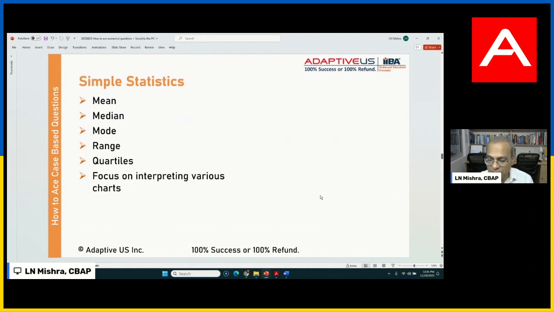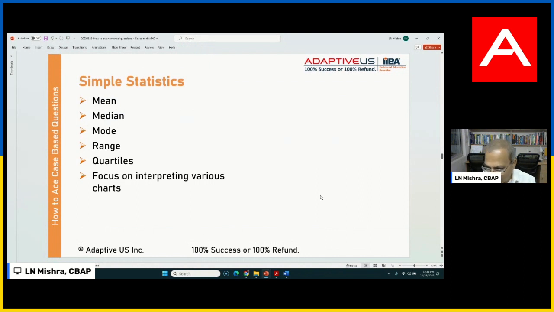Okay. Then moving a little bit away from the regular numbers that we talked about, if you are appearing for CBDA, please be comfortable in calculating mean, median, mode, range, quartiles, and also focus on interpreting various types of charts. So that is something which will be expected if you are going for CBDA. I trust these are very simple mathematics.